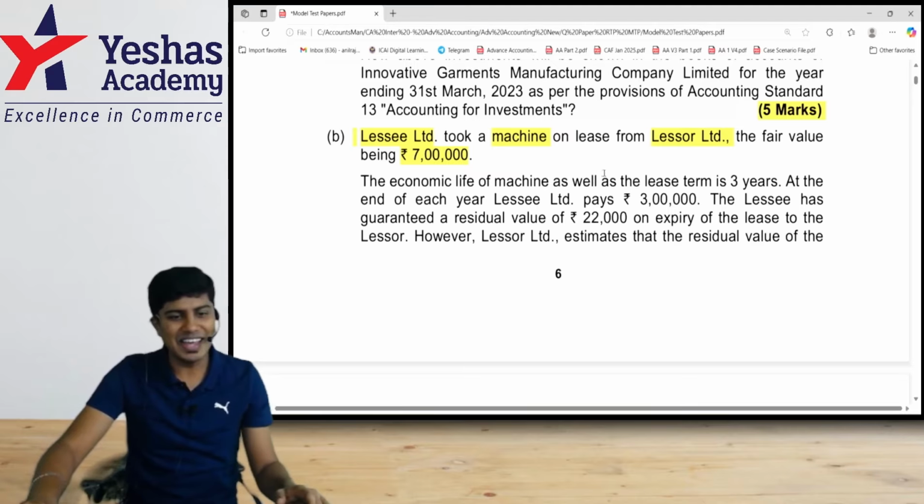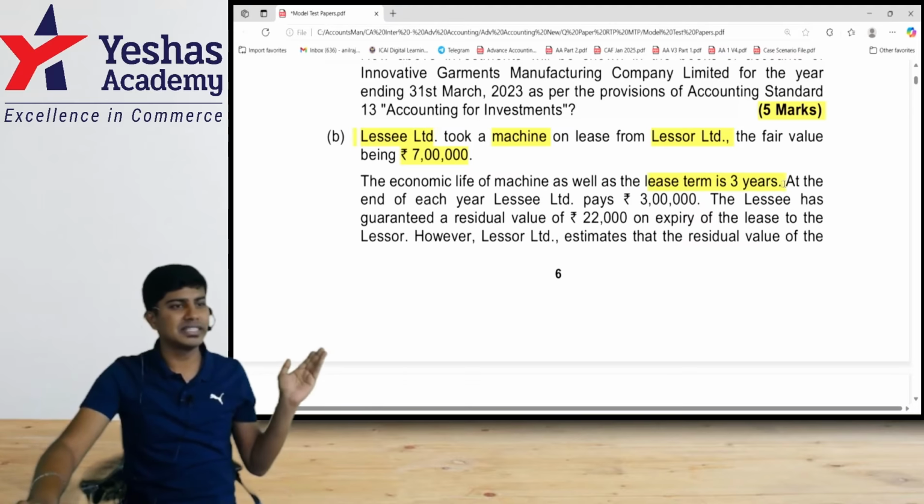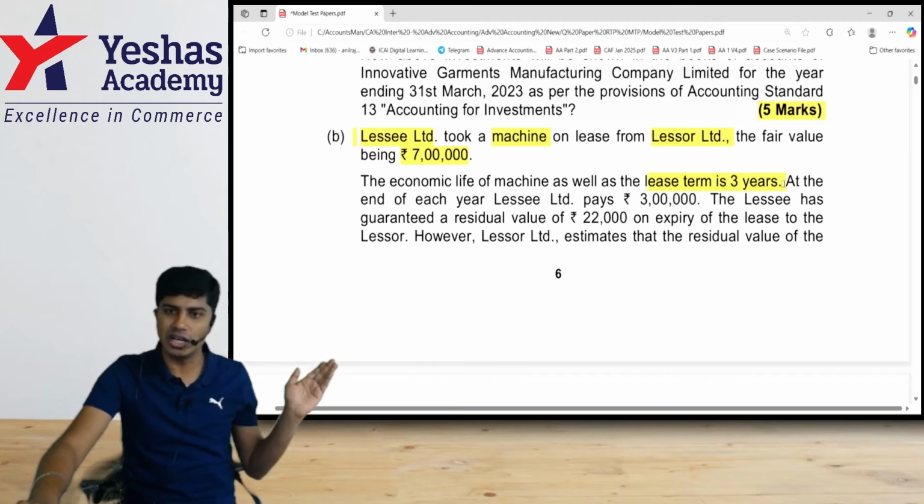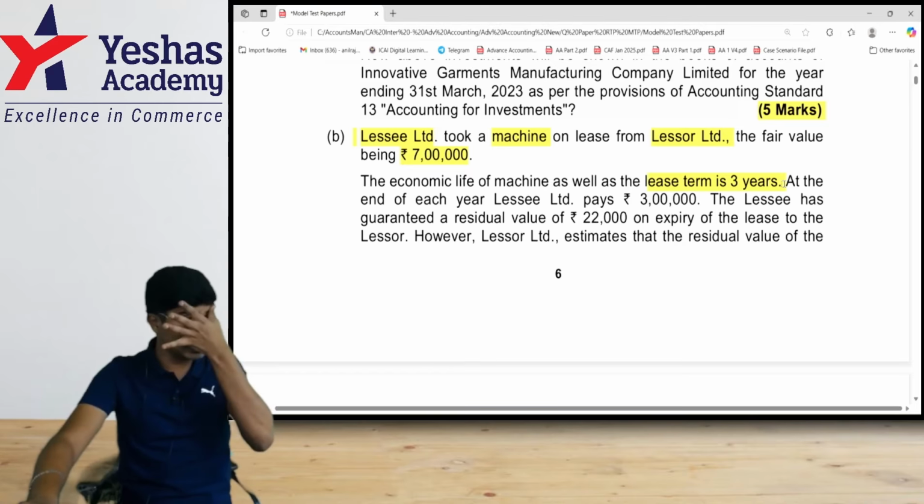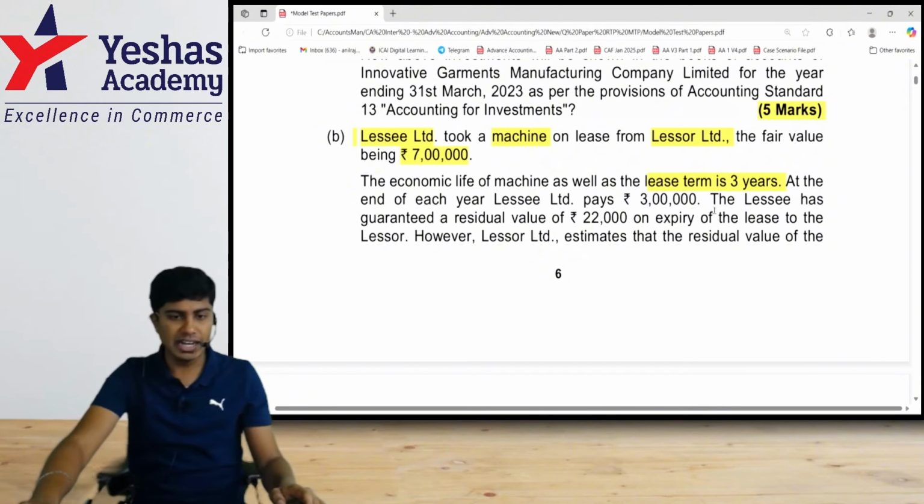Then economic life of the asset as well as the lease term is 3 years. So this is obviously a finance lease. Why? 100% of the useful life of the asset is on lease only. So we can easily say that this asset is given on what lease? Finance lease.